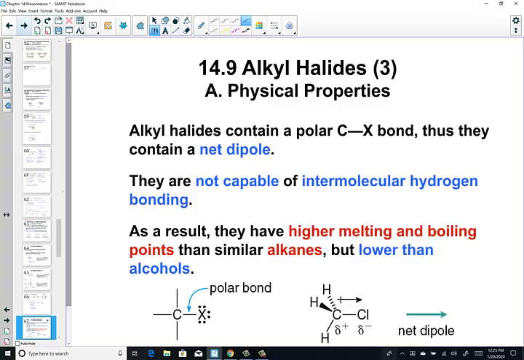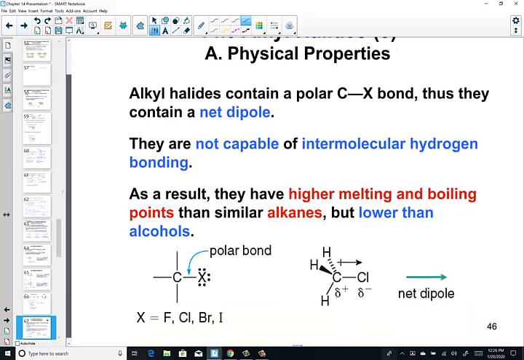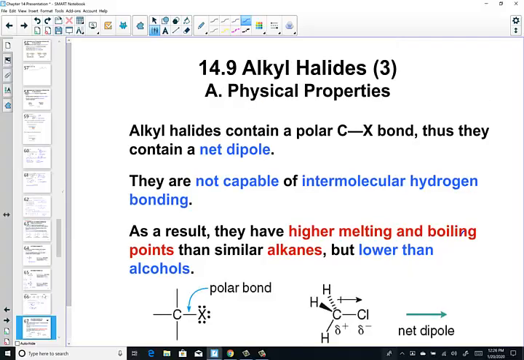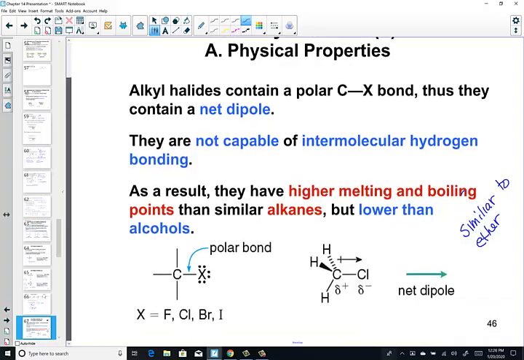Alkyl halides contain a polar bond, so they do have a net dipole. They do not meet the criteria for hydrogen bonding, however, and as a result, they have higher melting points than straight-chain boring old alkanes, but lower boiling points than the very exciting alcohols. So they're very similar in properties to the ethers. We would put them between the boring alkanes and the alcohol group, which has hydrogen bonding criteria.